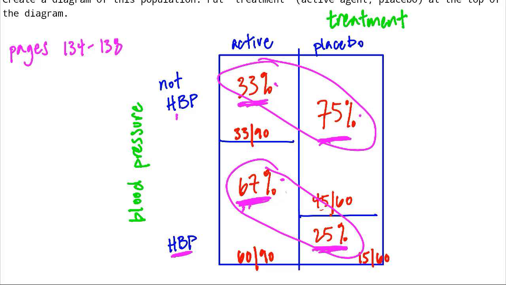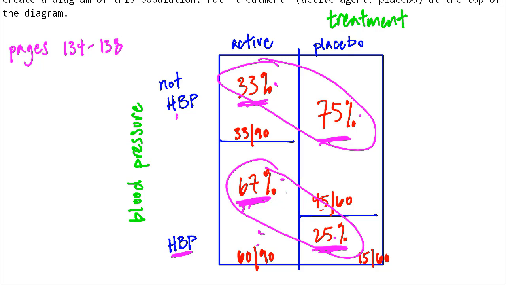All right, next, we can talk about when there is a difference. There isn't always going to be a difference. These two proportions could have been the same. And I think in the book on page 136, figure 5.3, there's an example where the proportions are the same. But when the proportions are different, as they are in this diagram of the population, then we can talk about which variables are associated.